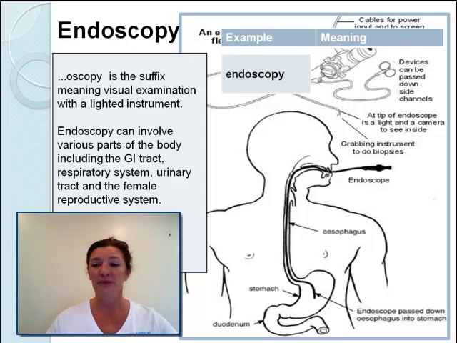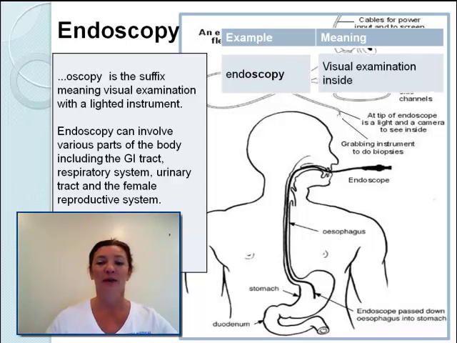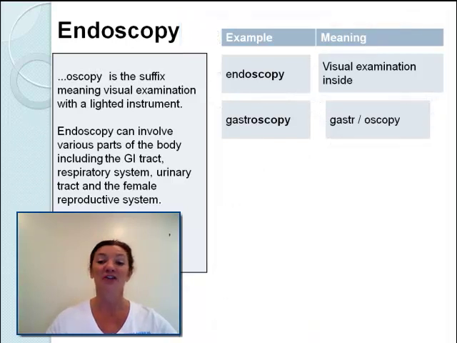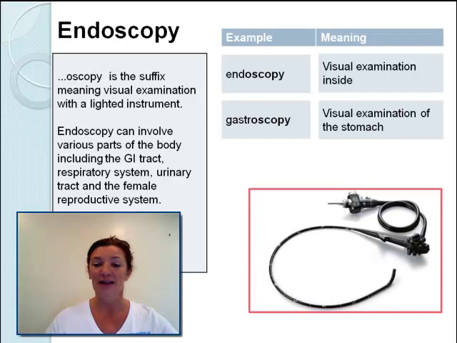Let's look at some terms. Endoscopy, we know how to break that down. And we know it means visual examination inside. A gastroscopy, well, oscopy is visual examination and gastro is stomach, so it's a visual examination of the stomach. And here is a picture of a gastroscope, so the instrument used to visually look at the stomach.